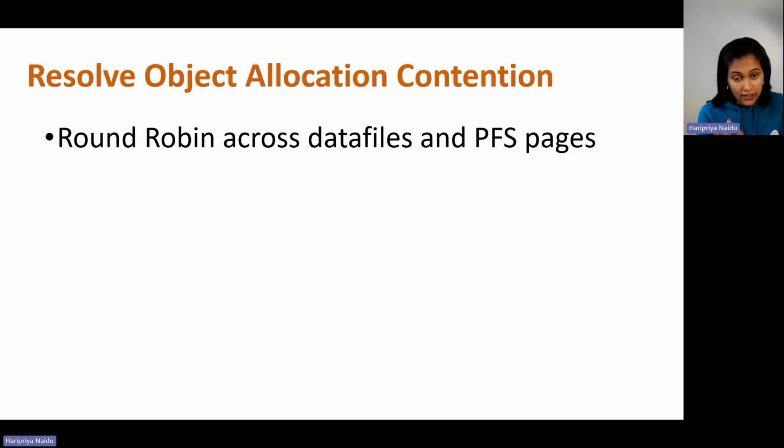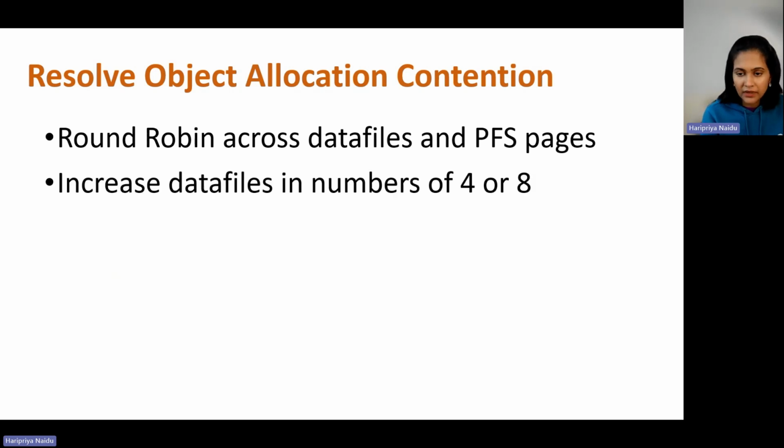Okay, so this is the thing we just talked about. Round robin across the data files and PFS pages will reduce this contention. And how many data files should you be creating? Always create new data files in sets of 4 or 8. Initially start with 4 data files of equal size, and it should also be the same size as the existing files. Imagine you already have 4 data files, each of 1 gig. Then create another 4 data files with the same size, 1 gig each, and it has to be the same as the existing size too. Okay, so that's how you create.